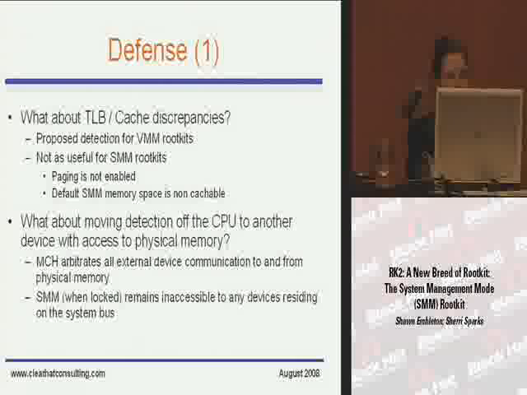Some people might suggest, well, what about moving detection off the CPU to another device that has access to physical memory? Well, this won't work because the MCH arbitrates all external device communication on the bus. So even a peripheral PCI card that might try to access physical memory will ultimately have to go through the MCH, which is sort of the gatekeeper for that SMRAM region.